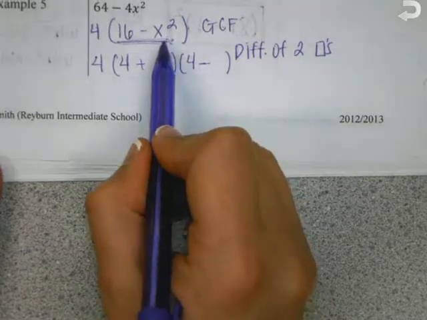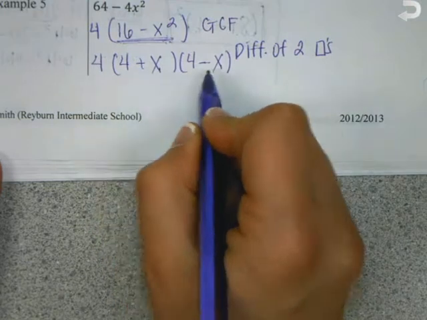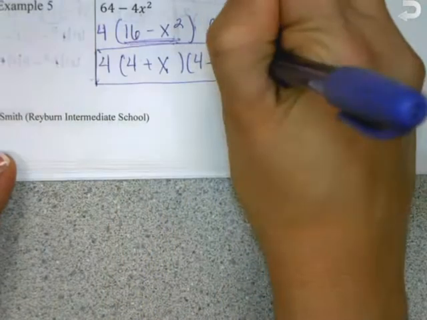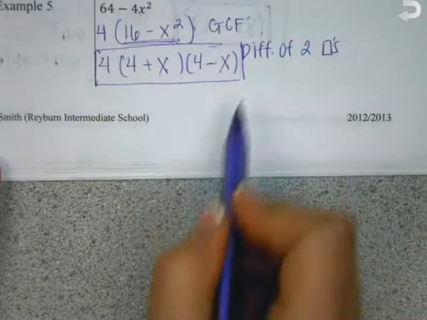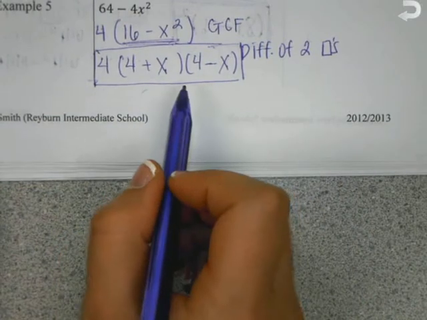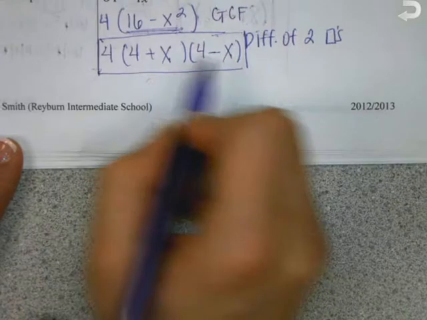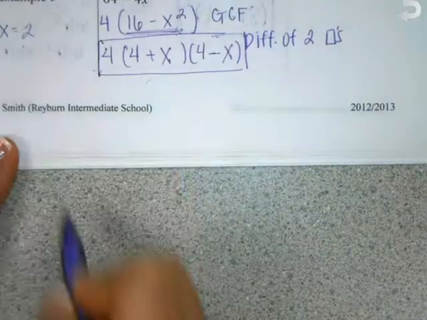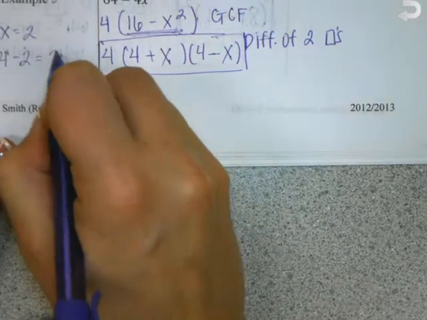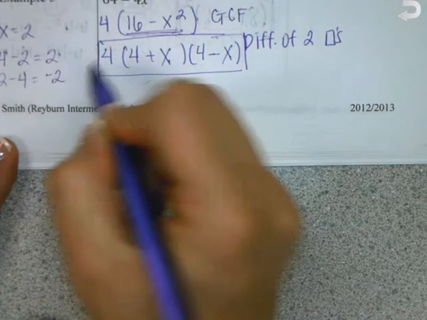Ryan, what's your question? Why does it have to be in the same order? Good question. For addition, it doesn't really matter, right? But with subtraction, does order matter? For example, if x is equal to 2, what would 4 minus 2 be? 2. What would 2 minus 4 be? -2. Are these two the same thing? No. So our order makes a difference. So keep it in the same order that the problem is given in. Okay?